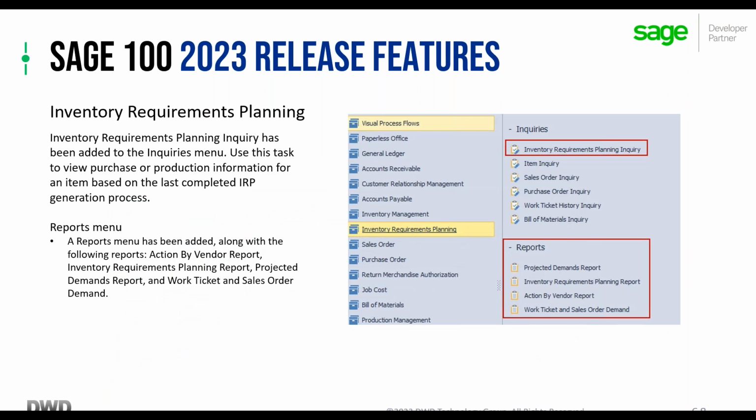They added more reports around it. So again, you're seeing Sage build out IRP, and you saw a lot of focus from Sage in 22 and 23 for production management and IRP to build out these functionalities.